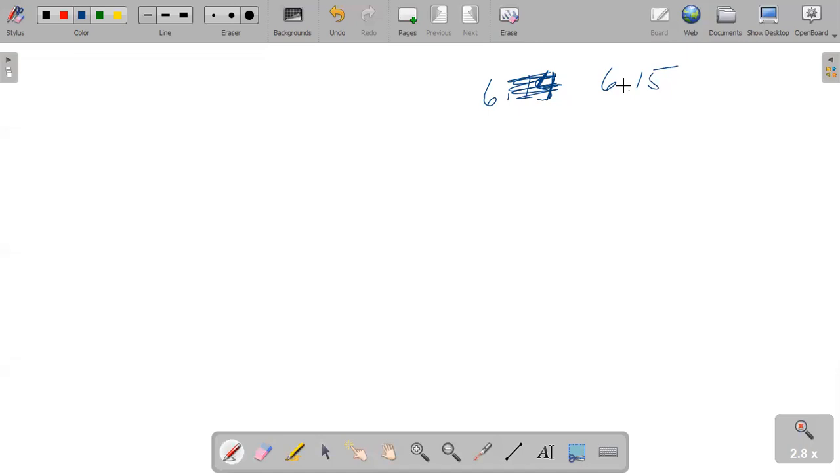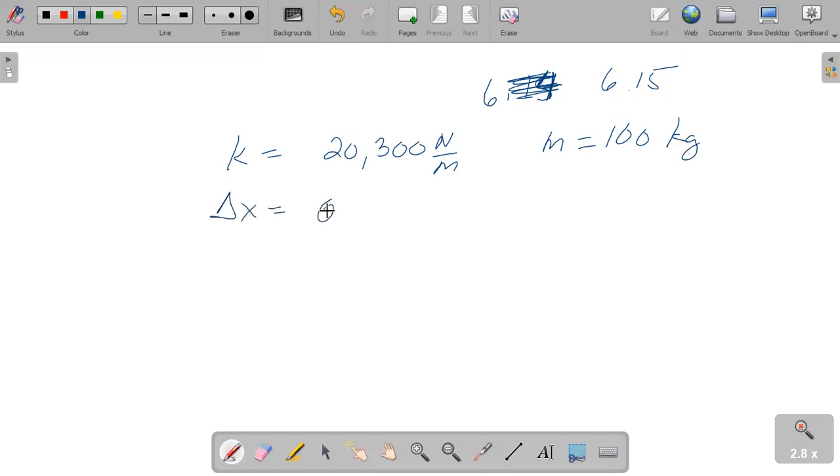All right, so we have k of the spring equals 20,300 newtons per meter. The mass is 100 kilograms. Delta x equals 0.25 meters. Theta equals 60 degrees. He's leaning over.